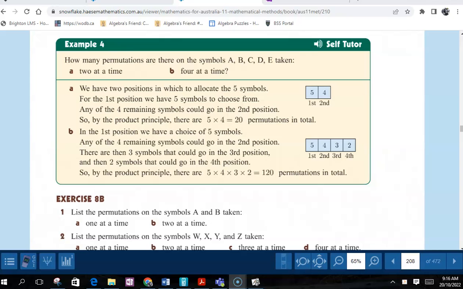So if we're looking here, how many permutations are there on symbols A, B, C, D, E if we take 2 at a time? In other words, you've got 2 positions. Does that make sense? So like we said before, how many choices have we got for that first position? Well, we've got 5 letters to choose from, so 5. How many have we got to choose from for the second position?